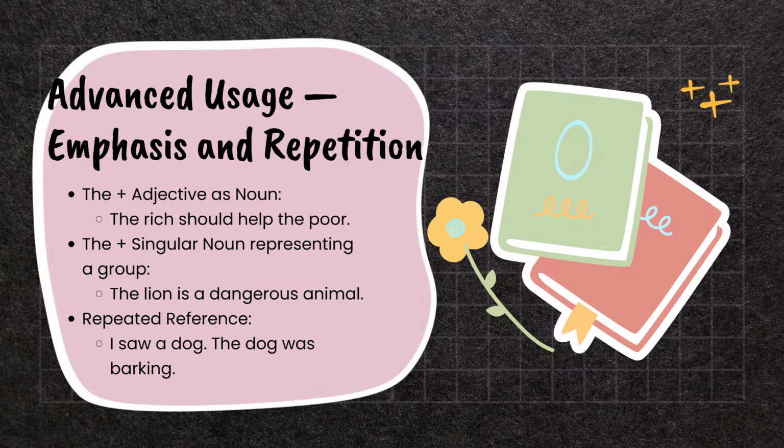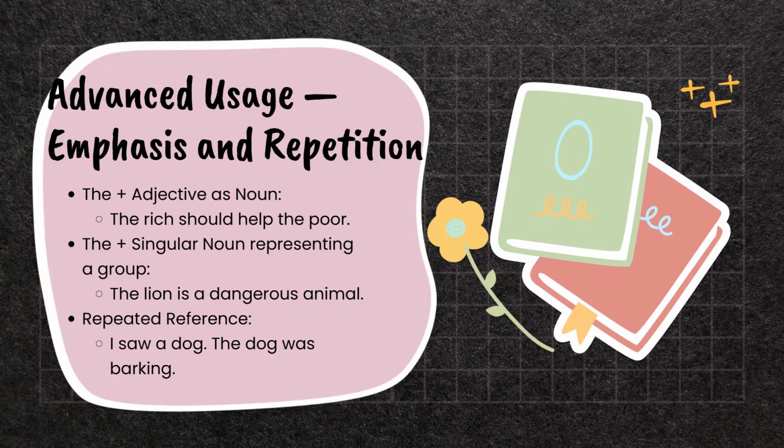Articles also help us with style and emphasis. We can use the plus adjective to refer to a whole group. The rich should help the poor. Sometimes a singular noun can stand for a whole class. The lion is a dangerous animal. Here, the word lion, which is singular, I'm using the because I'm denoting the singular noun representing a whole group, the pride of the lions.